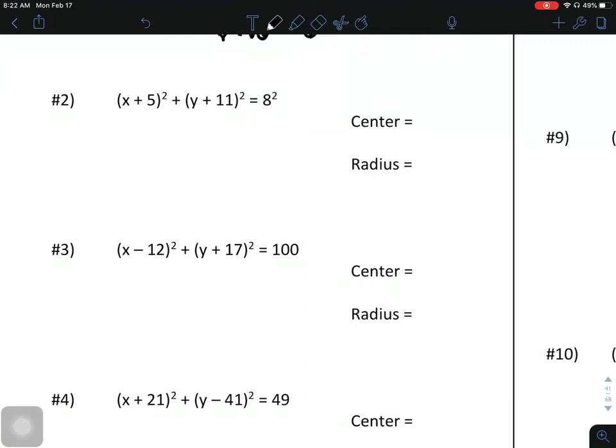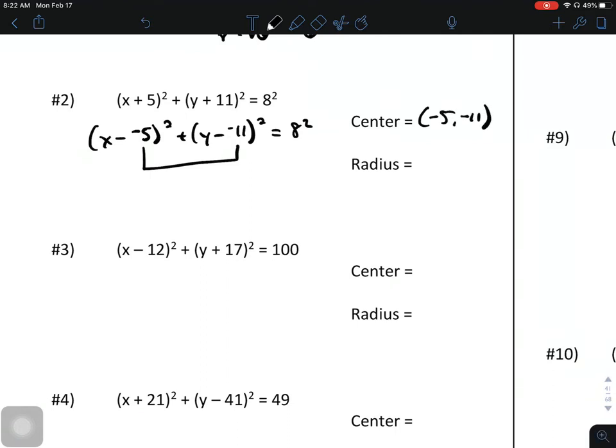The equation of a circle is supposed to be x minus a number, but this says x plus 5. X minus a negative 5 is equivalent to x plus 5. Y minus a negative 11 is equivalent to y plus 11, which makes the center for this the ordered pair (-5, -11). Remember, the formula is x minus a number, y minus a number. The radius is the square root of 8 squared, which is 8.